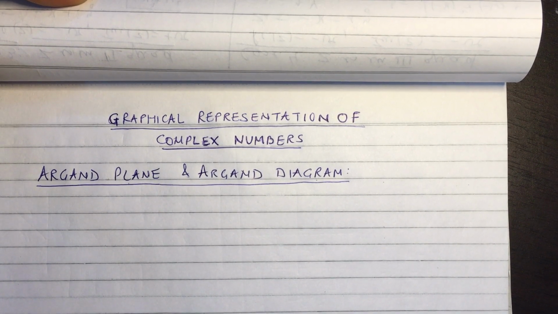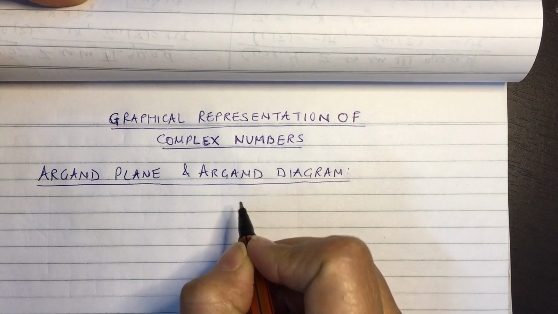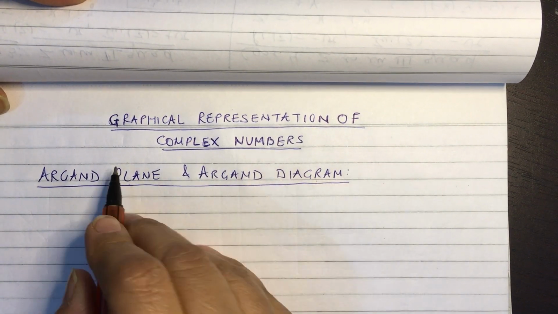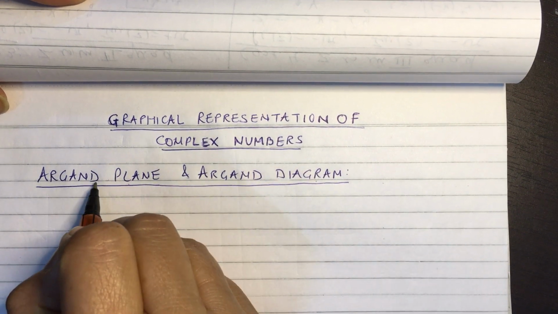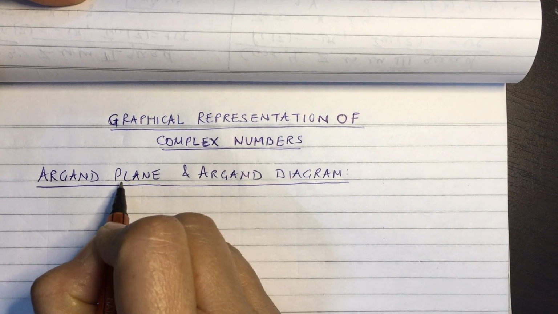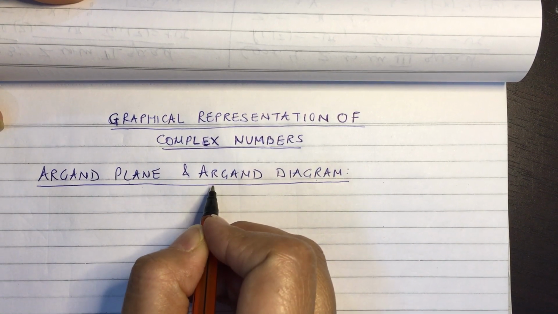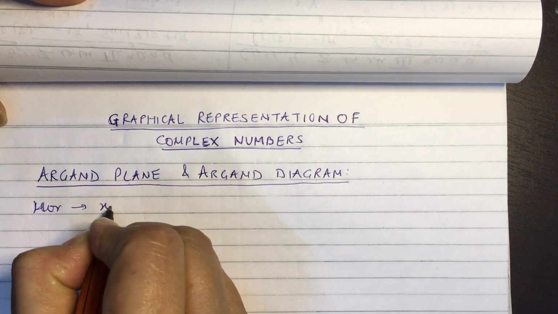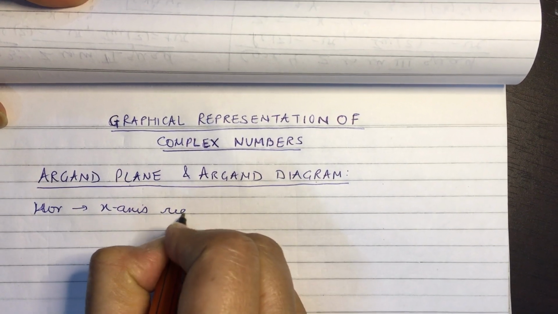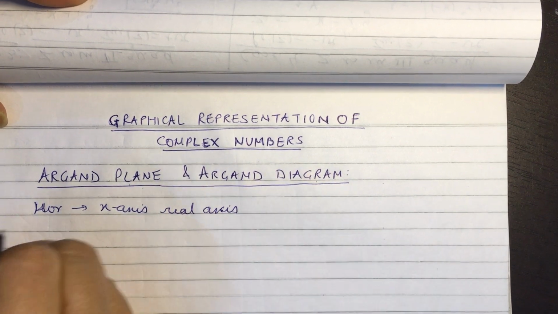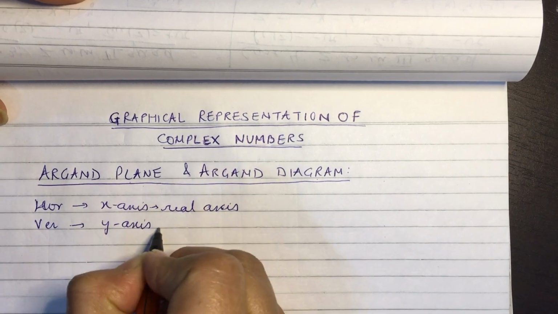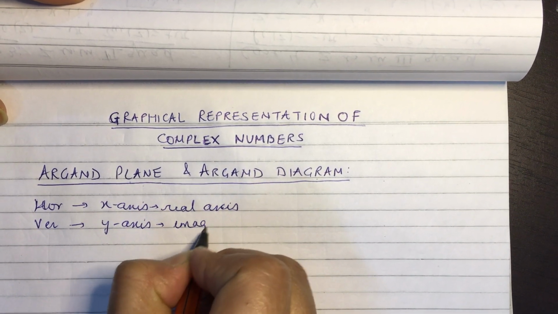Just as we know that given any two-dimensional Cartesian point which we usually write as x comma y, we can denote it graphically on the xy plane, which has two mutually perpendicular directions, the x axis and the y axis. Same way, the Argand plane also consists of two mutually perpendicular directions: the horizontal, which is the x axis, is called the real axis, and the vertical axis, which is usually the y axis, depicts the imaginary axis.